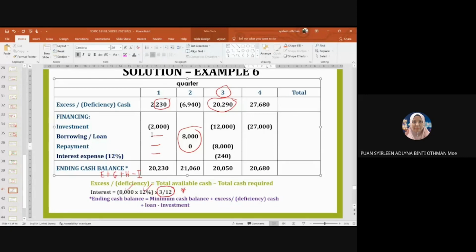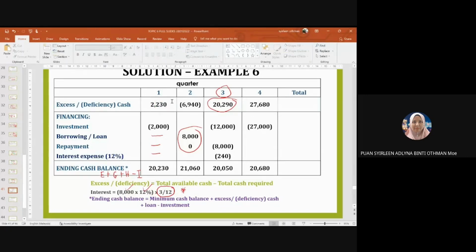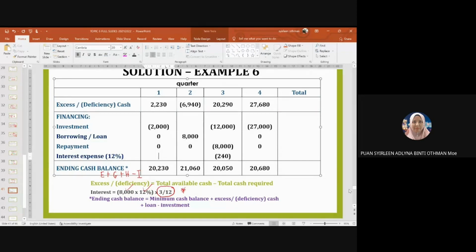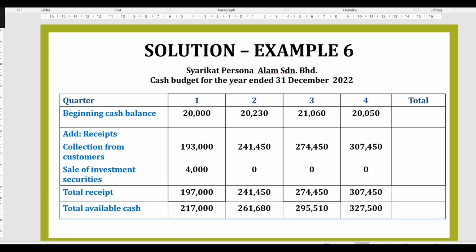So the rest of the item dekat sini tak ada, kosong. Okay, so bila kosong, kita letak kosong lah. Right, okay. Dash pun boleh sebab nanti bila kita buat Excel nanti dia akan appear, nampak. Okay. Okay, so now I am done with all the 4 quarters. Okay, so kita akan fill up the items in the total section.